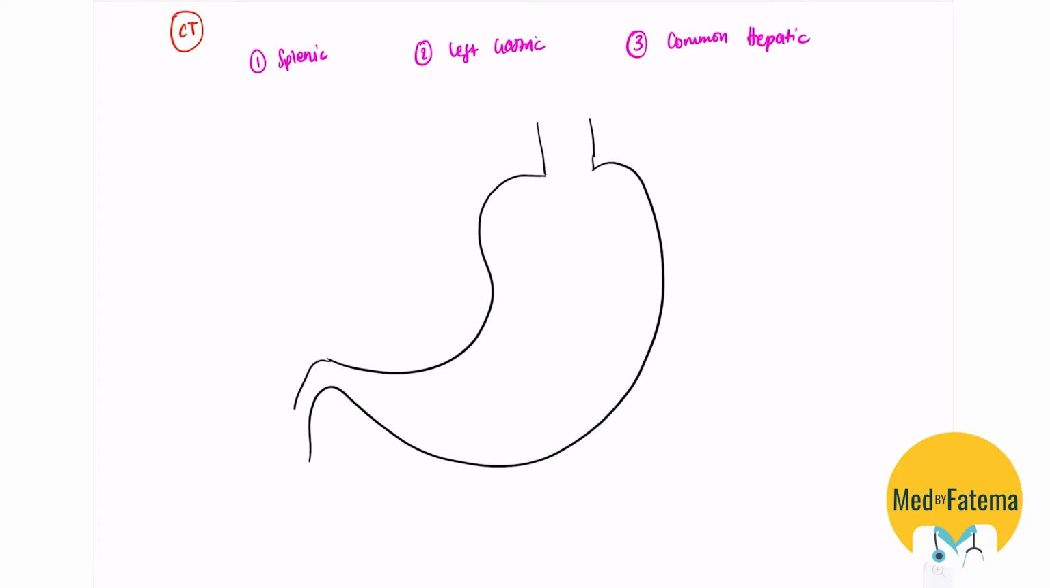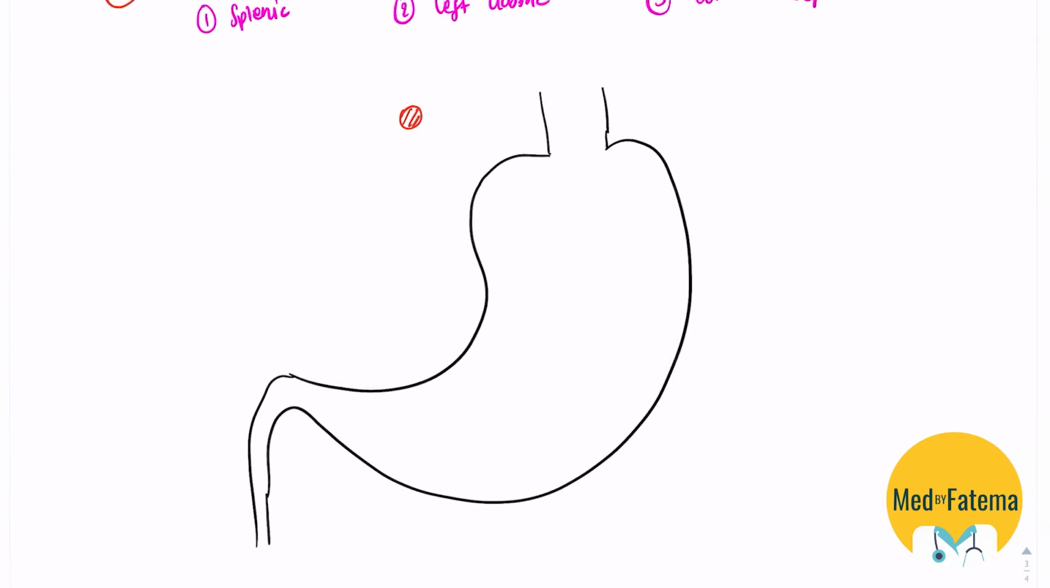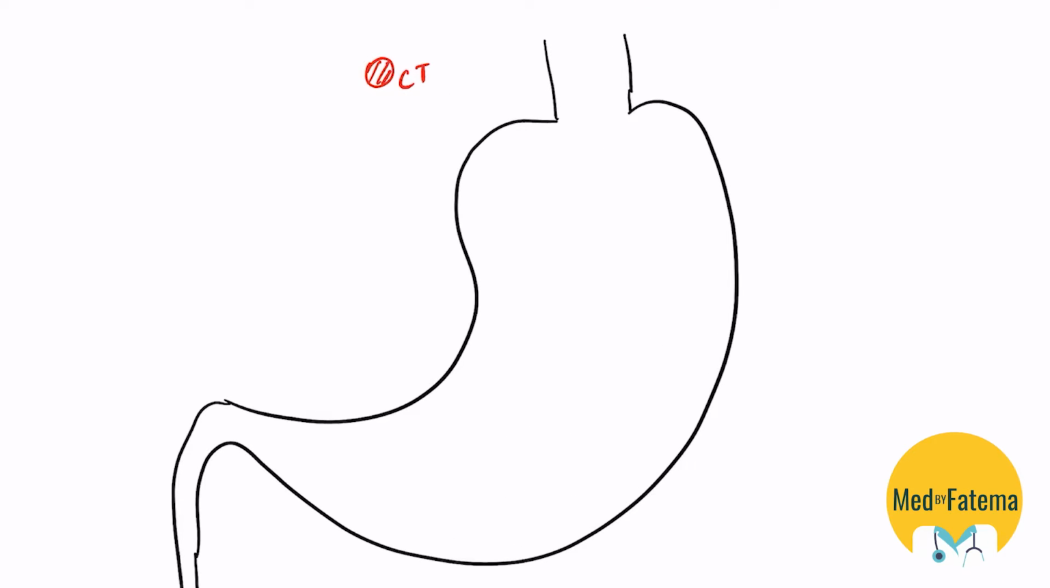That's our rough sketch there. As I said, this is not anatomically correct. The stomach does not look like the drawing. So the celiac trunk is an unpaired artery from the abdominal aorta. The first branch that comes off it is the splenic artery. Now, the splenic artery is the most tortuous artery in the body.